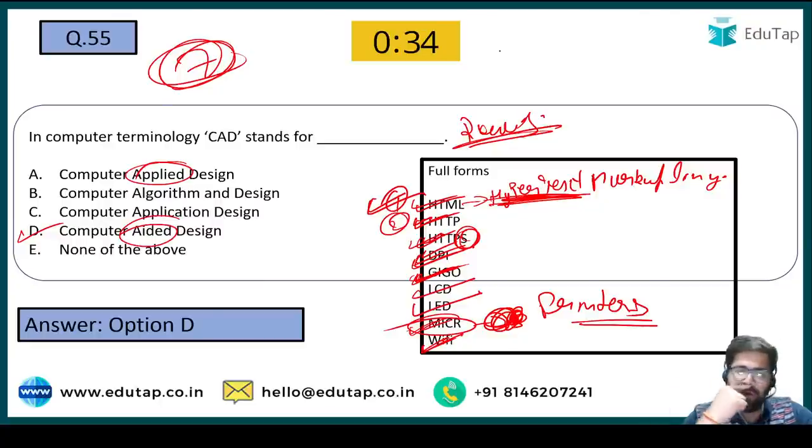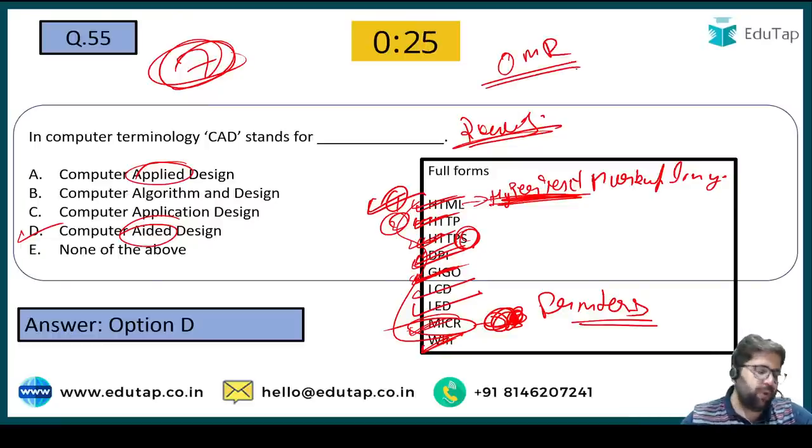One more question coming on your screen right now. Wi-Fi: wireless fidelity. Good. So all these different short forms I've done. OMR, again a very important input device. OMR full form: optical mark reader. Very good. So I'm not wasting much time.